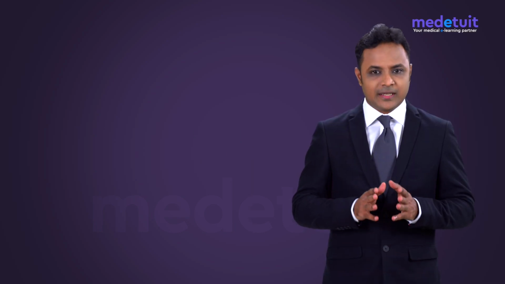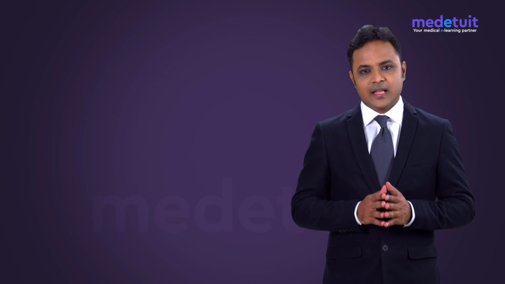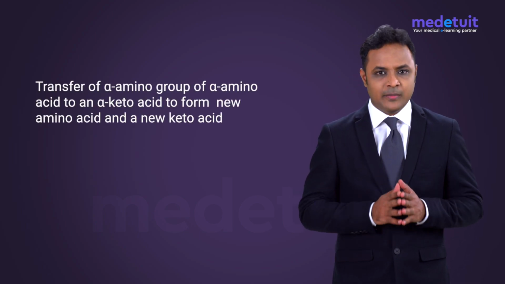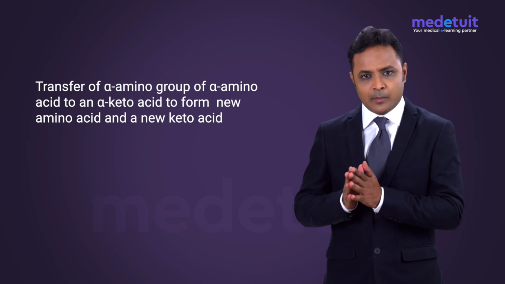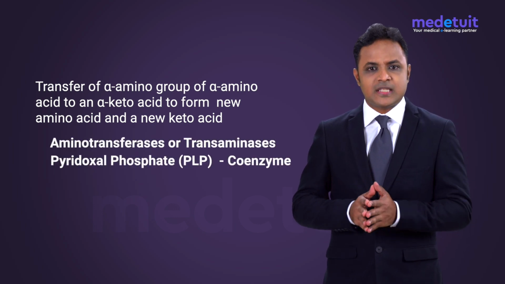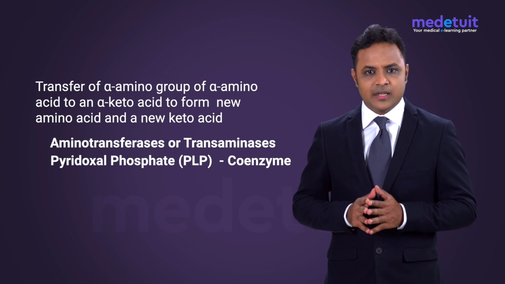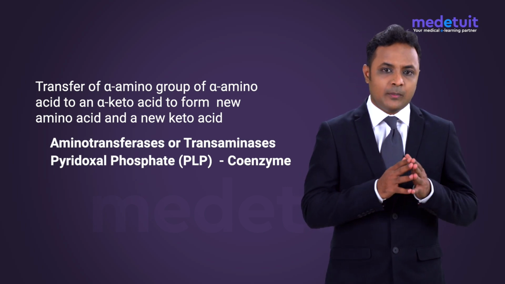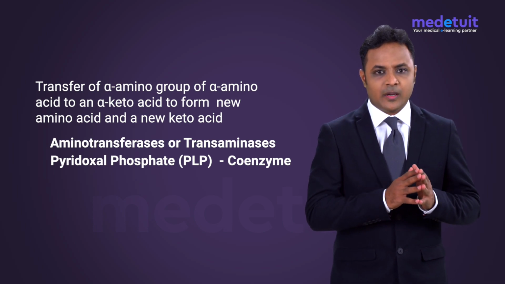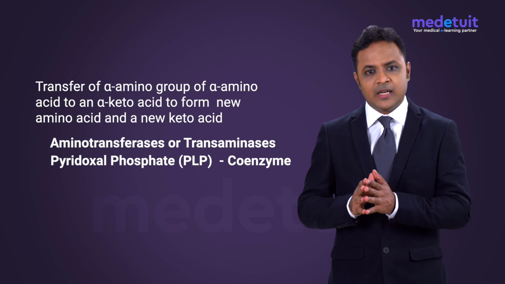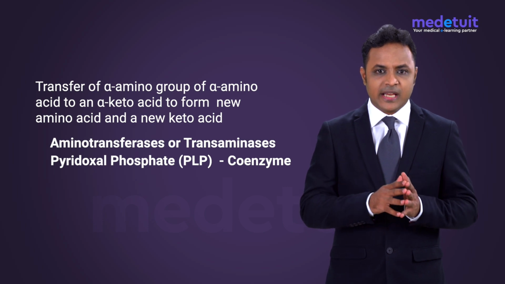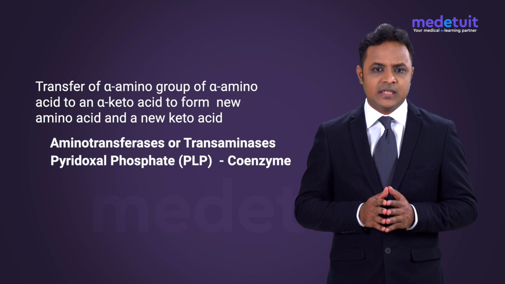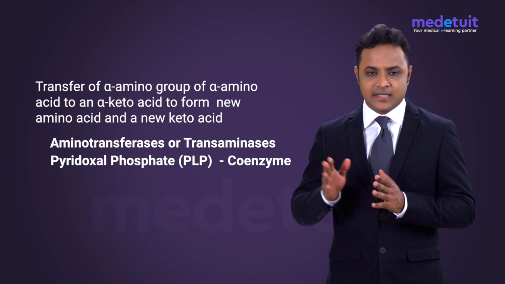First we will see about the transamination reactions. Transamination reactions are catalyzed by the enzymes transaminases, which are also called aminotransferases. These aminotransferases help in the transfer of the amino group from an alpha amino acid to an alpha keto acid. This reaction results in the formation of a new alpha amino acid and a new keto acid.